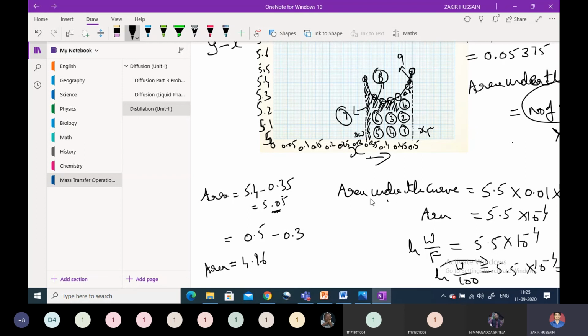Area means the area under the curve between XW and XF. So XW is 0.33 and XF is 0.5. In between these two values we have to evaluate the area.